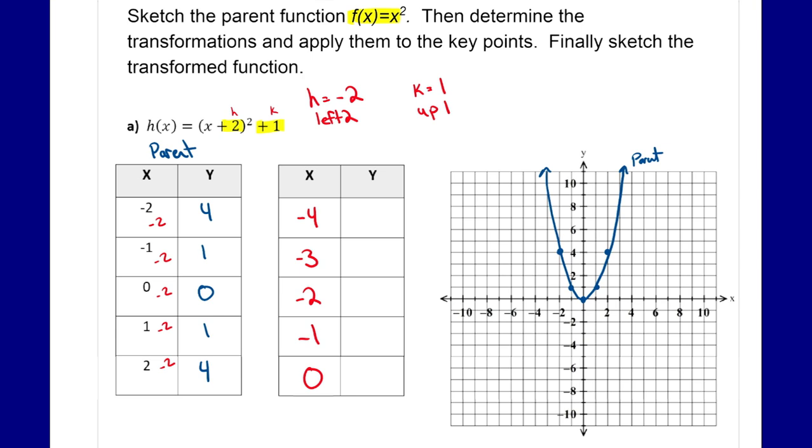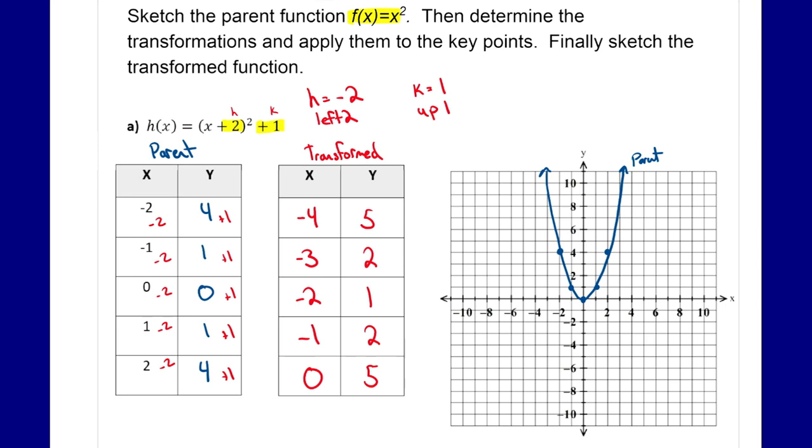Now I'm going to look at my k value. Because the k value is a +1, that means I'm moving up 1. That means that all of my y values are going to increase by 1. So 4 plus 1 is 5. 1 plus 1 is 2. Then 1, 2, 5. So now I have my 5 key points for the transformed function.